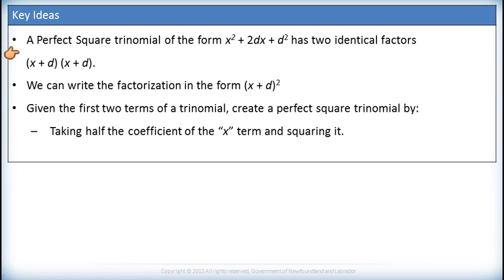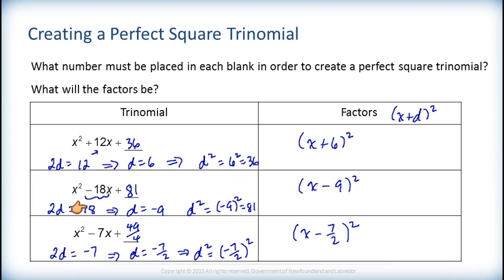In summary, a perfect square trinomial of this form, x squared plus 2dx plus d squared, has two identical factors, x plus d times x plus d. We can write those as x plus d squared. And if we want to create a perfect square trinomial when we're given the first two terms, take half the coefficient of the x term and square it. That's what we are doing here. Taking half of the negative 18, for example, and squaring it.